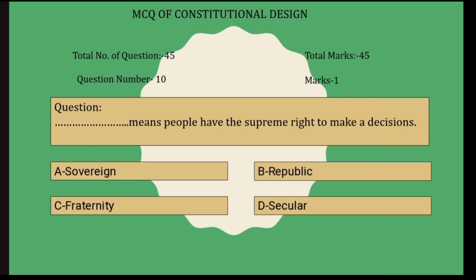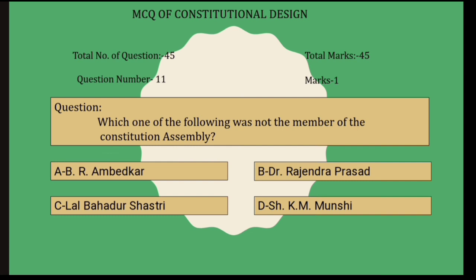Question 10. Dash means people have the supreme right to make a decision. Option A. Sovereign. B. Republic. C. Fraternity. D. Secular. Correct option is A. Sovereign. Question 11. Which one of the following was not the member of the Constituent Assembly? Option A. B.R. Ambedkar, B. Dr. Rajendra Prasad, C. Lal Bahadur Shastri, D. Shri K.M. Munshi. Correct option is C. Lal Bahadur Shastri.